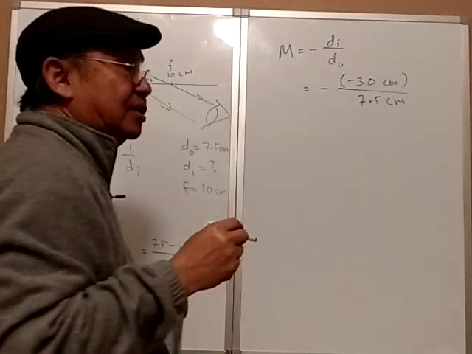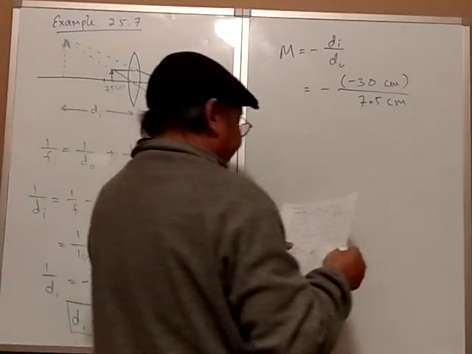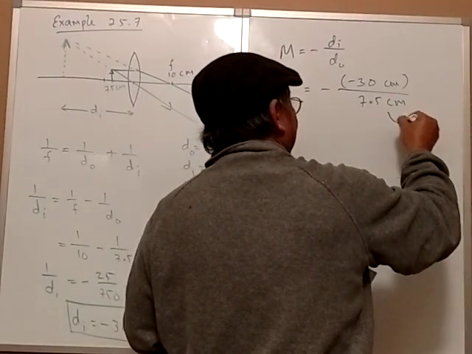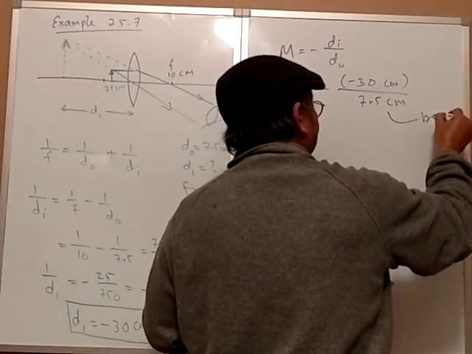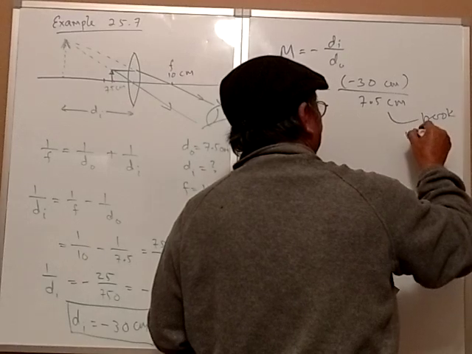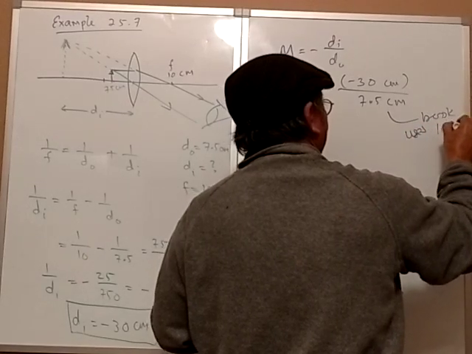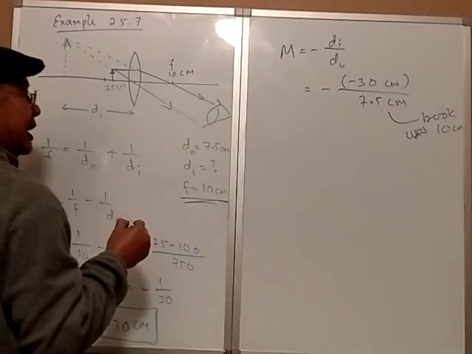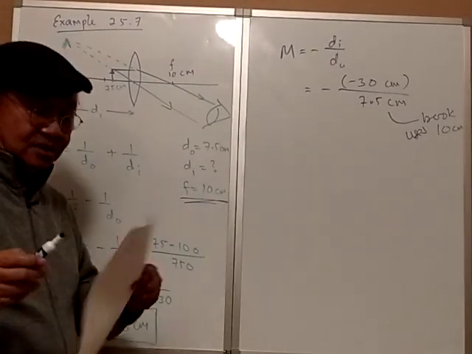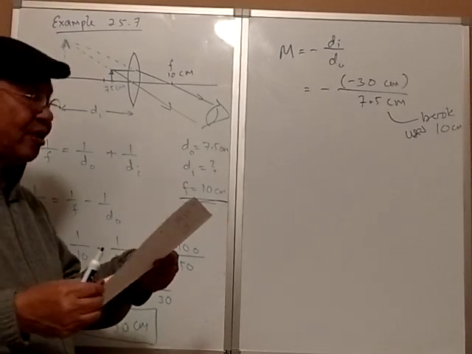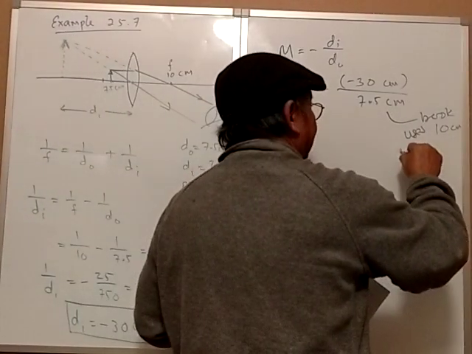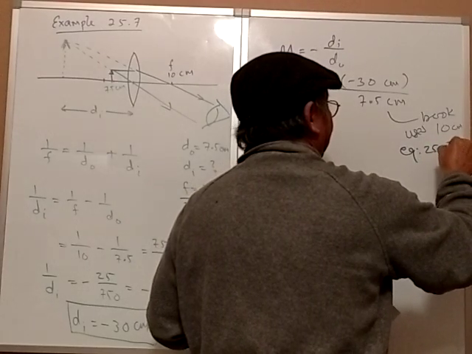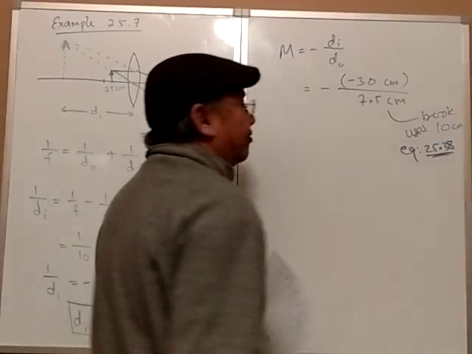Now in the book, they're wrong. Instead of 7.5, they are using 10 here, right? The book is 10 centimeter. But 10 centimeter is the focal length, so the book is wrong, all right? So that's equation 25.38. Equation number 25.38. They didn't check it carefully.